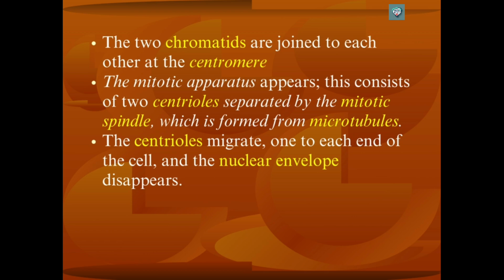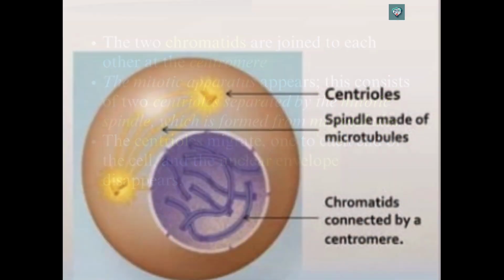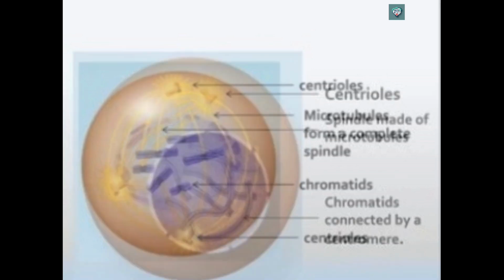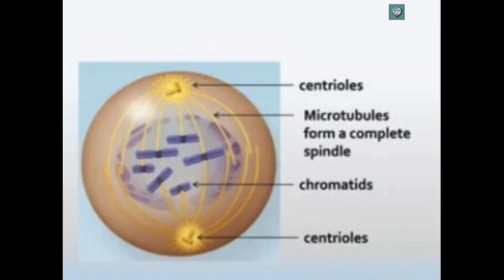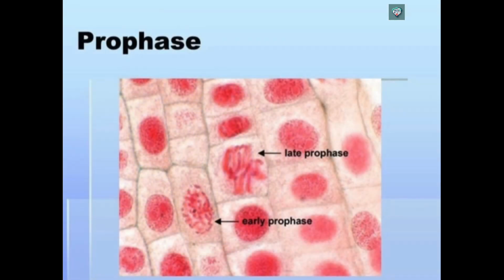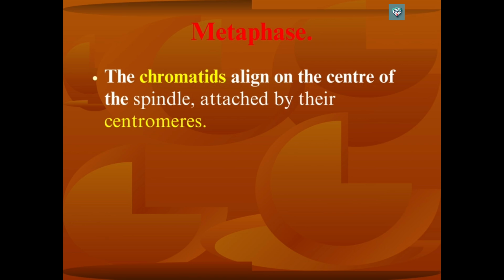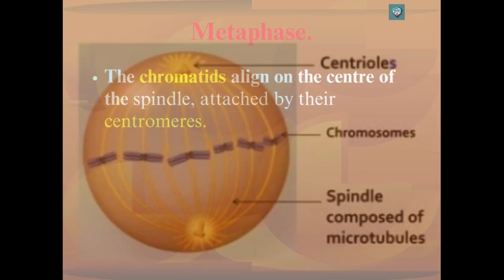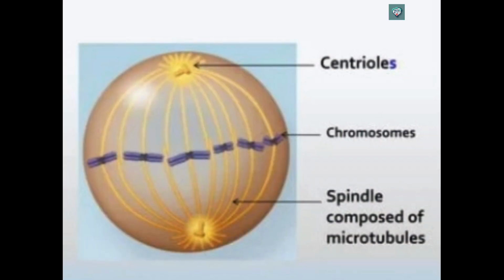The mitotic apparatus appears. This consists of two centrioles separated by the mitotic spindle, which is formed from microtubules. The centrioles migrate, one to each end of the cell, and the nuclear envelope disappears. Metaphase. The chromatids align on the center of the spindle, attached by their centromeres.